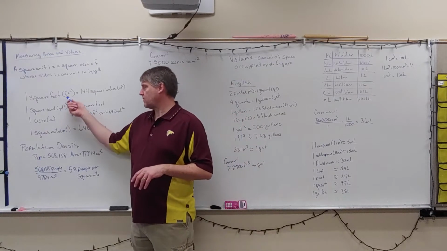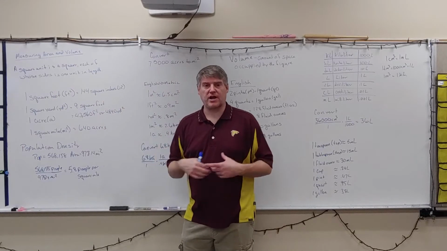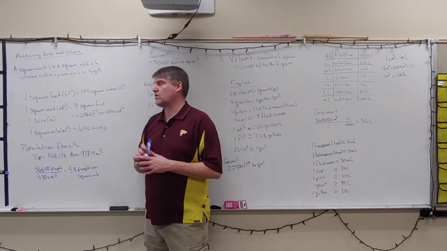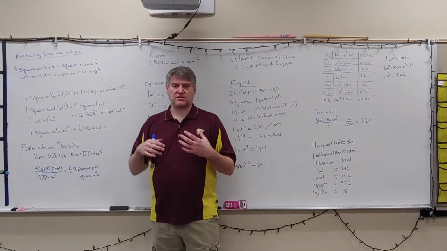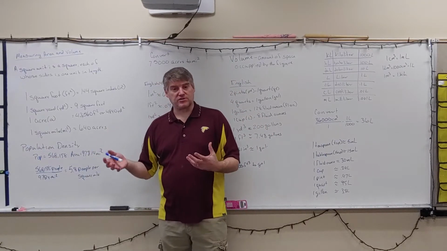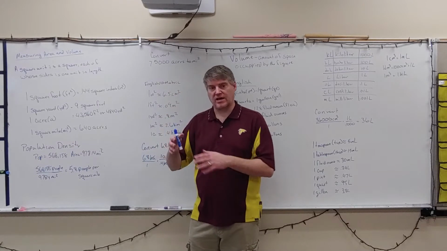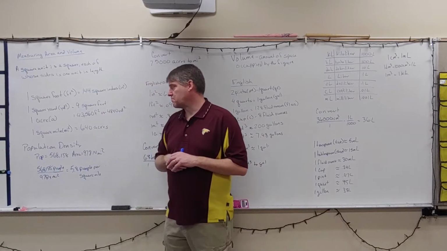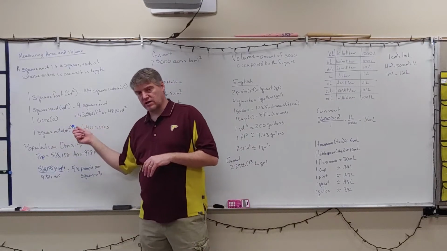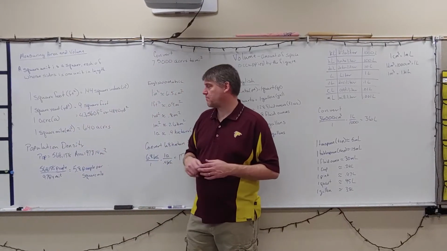So 1 square foot, which measures an area, is 144 square inches, because remember, 1 foot is 12 inches. So we have 12 inches on each side, and 12 times 12 is 144. And 1 square yard is equal to 9 square feet.